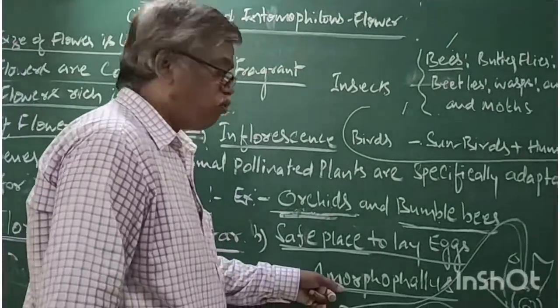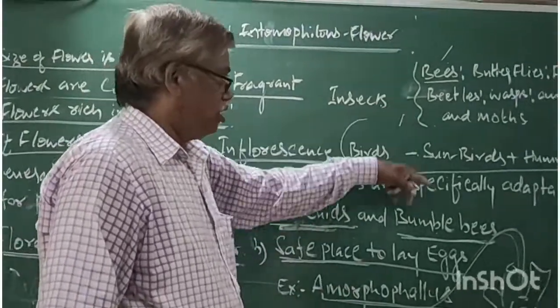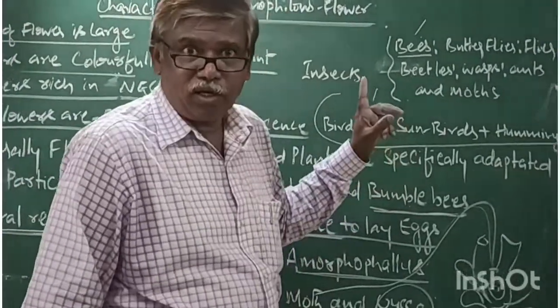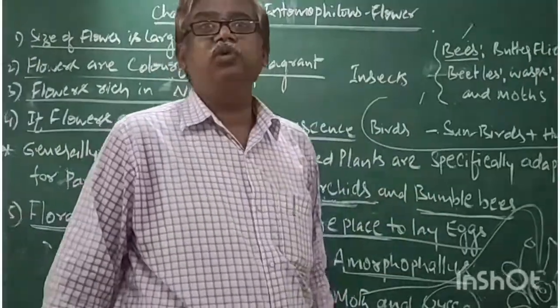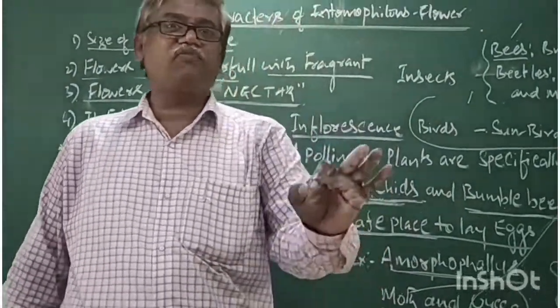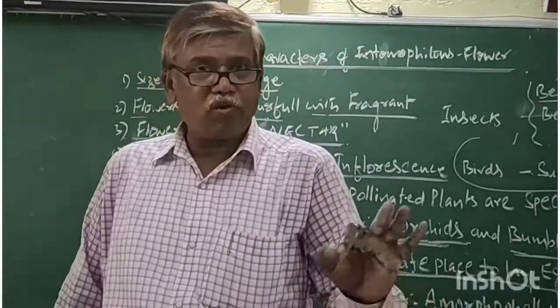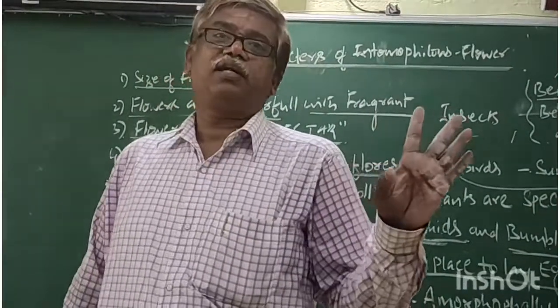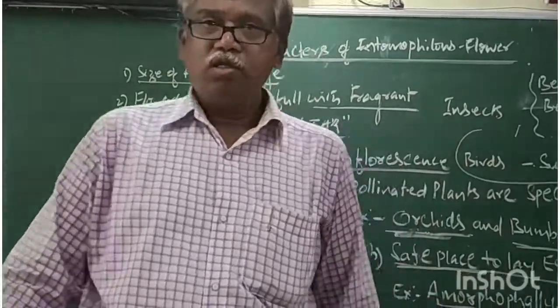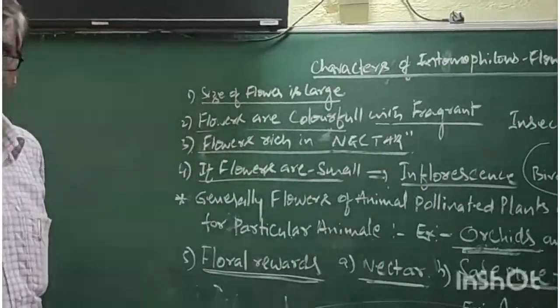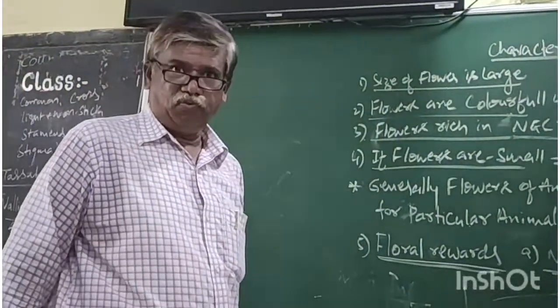So, Amorphophallus and yucca are examples where the floral reward is the safest place, but not nectar. But in the majority of cases, the floral reward is nectar. Now, this is about the characters of entomophilous flowers. Thank you.